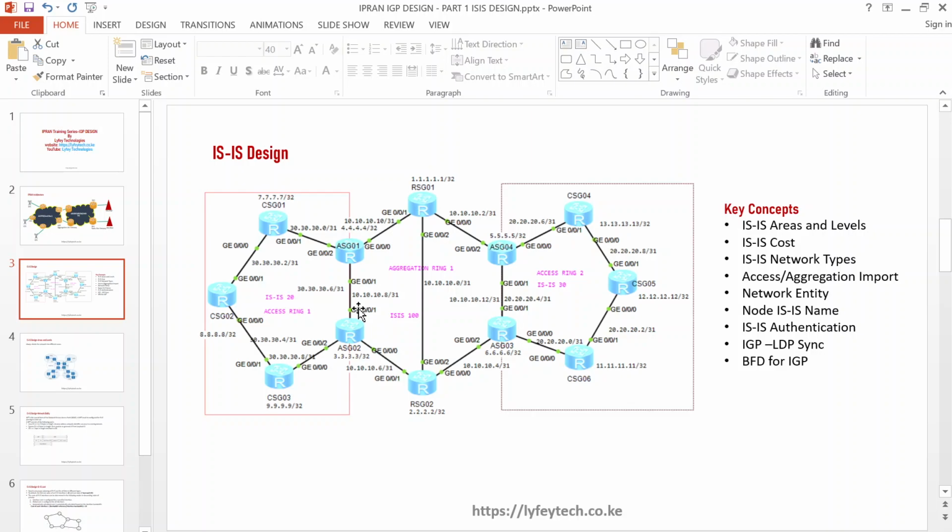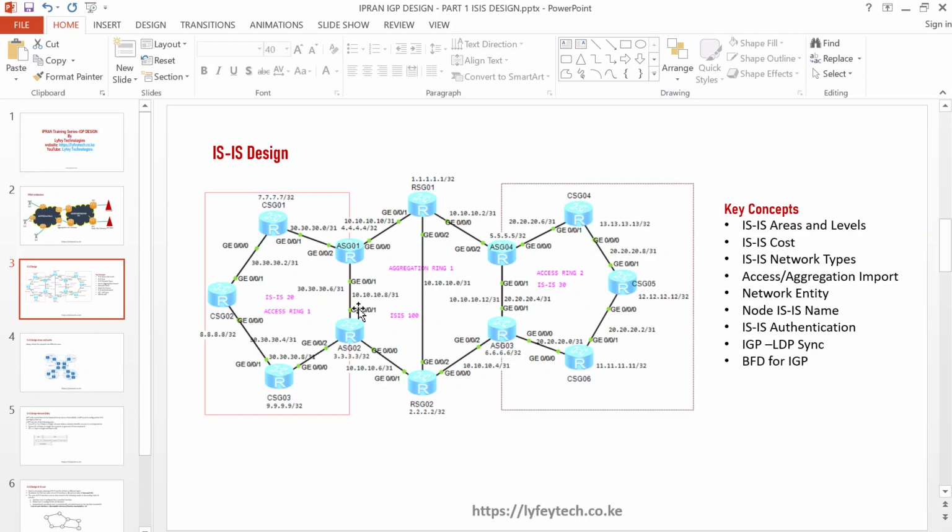So in this tutorial, we are focusing on ISIS as our IGP. We have different protocols that can be used as an IGP. You can use OSPF, you can use EIGRP if you have Cisco routers in your network, and you can even use RIP. But we will be focusing on ISIS as our IGP in this tutorial.